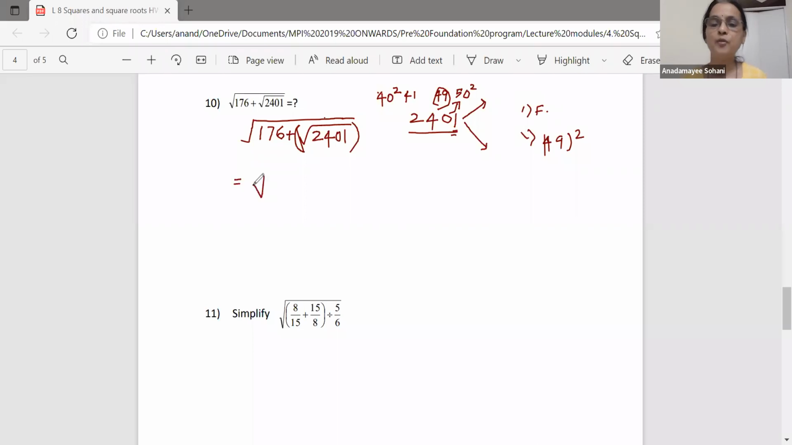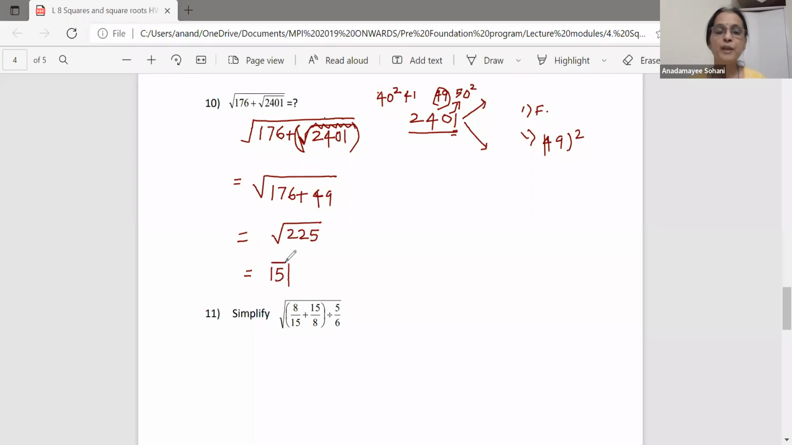So now how am I going to write this? This becomes under root of 176 plus. Now root of 2401 is 49, so I have removed this under root sign and can write it as 49. Now what is 176 plus 49? I will get 225. So it is root of 225, and I know root of 225 is 15. So my answer is 15.